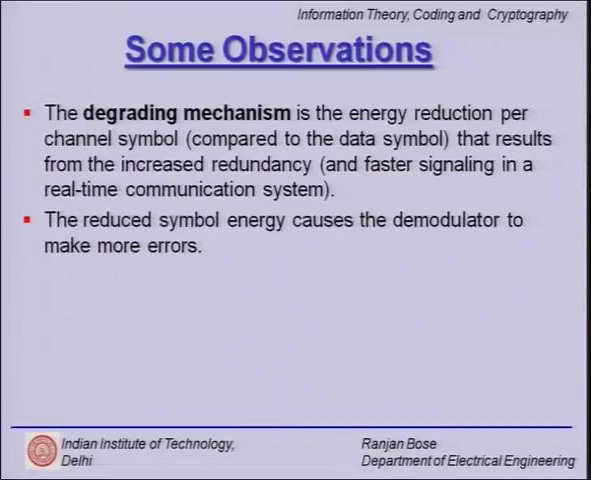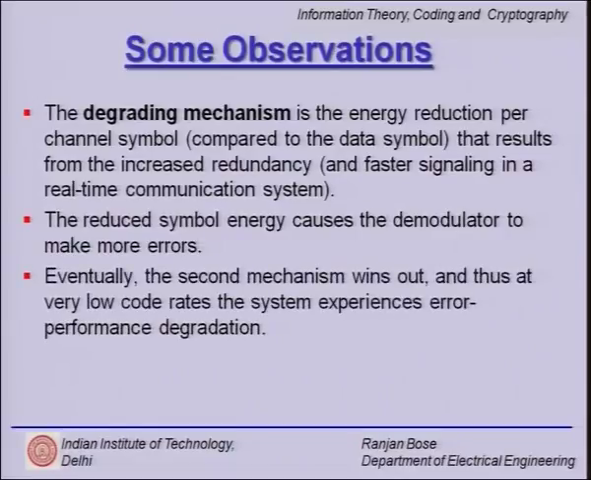The reduced symbol energy causes the demodulator to make errors. So, just packing in additional bits, padding it with additional parity bits, would overall reduce the energy per symbol and cause poorer performance. So, there is a trade off, and somewhere there will be an optimal solution, before which the second mechanism wins out, and very low rate codes would again have poor performance. So, there is a trade off mechanism happening.